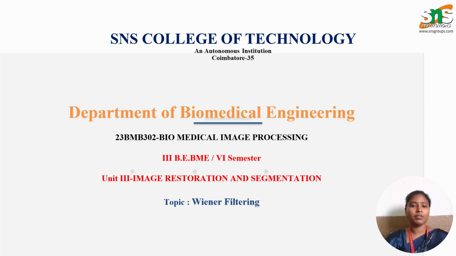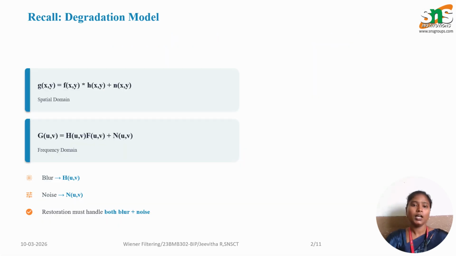In today's section, we will understand why image degradation happens, why simple methods fail, and how Wiener filtering provides an optimal solution. By the end of this lecture, you will clearly understand both of these concepts and their practical importance. Let us first recall the image degradation model.